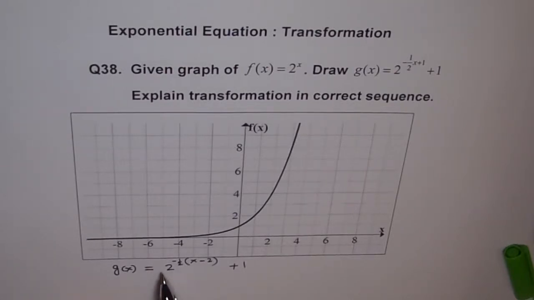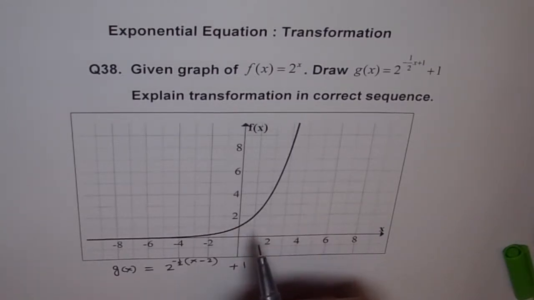So there is no vertical stretch or compression or reflection, but here we have minus, and that is your horizontal reflection on the y-axis, correct? And what does this half mean? Half is your horizontal stretch by a factor of 2. And then we have horizontal translation, 2 units to the right, and 1 unit up, a vertical translation, correct? So let's try to do these transformations one by one on the graph itself.